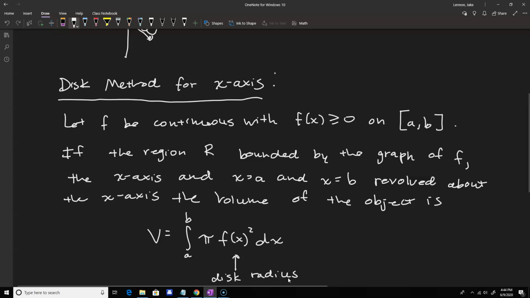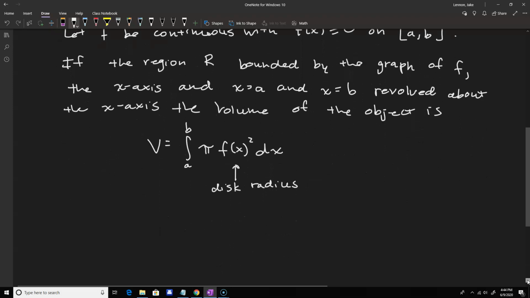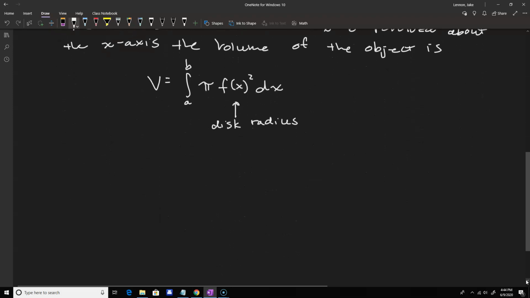Okay, so let's look at some examples of how to use this. The washer method is really just the disk method, but you're subtracting some inner tube, so you've just got the difference of two functions. We'll do a few of these examples, then we'll talk about the washer method, which is applying the disk method when you're subtracting two functions. You have an outer radius and an inner radius. But let's look at this first example.